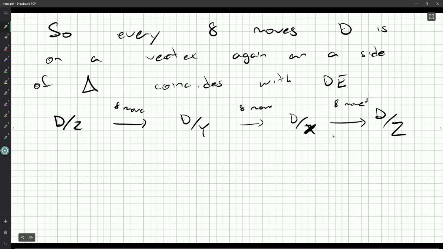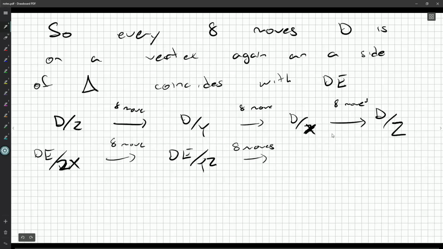And DE. So DE starts with XZ. After 8 moves, DE will be on YZ. Let's say ZY. Actually, I'm going to change it so the D's and the E's line up. So DE is at ZX. Now, E is where Z is, essentially. D is where Y is.